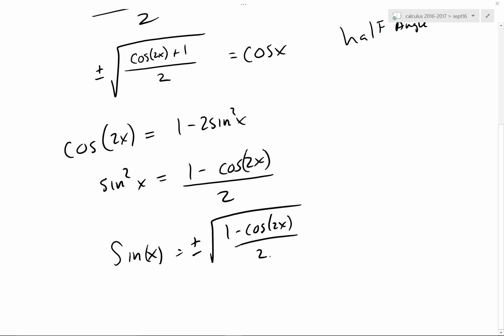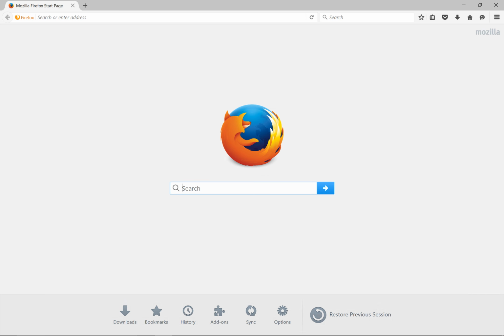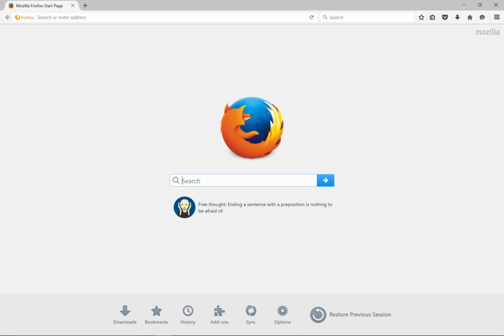We will use these occasionally in calculus as well. So these are both half angle identities. Well, again, they're identities. That should mean something to you. Identities means they're the same. Okay, when you graph them, they will look the same.